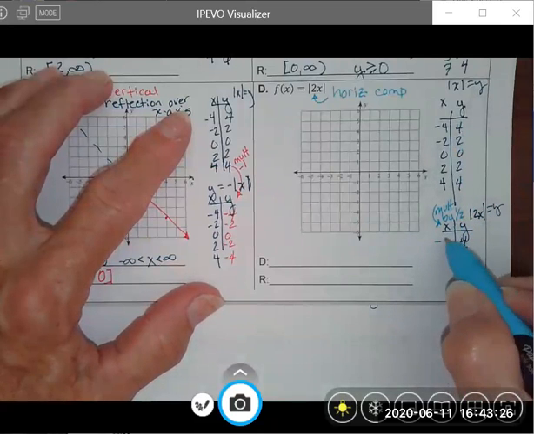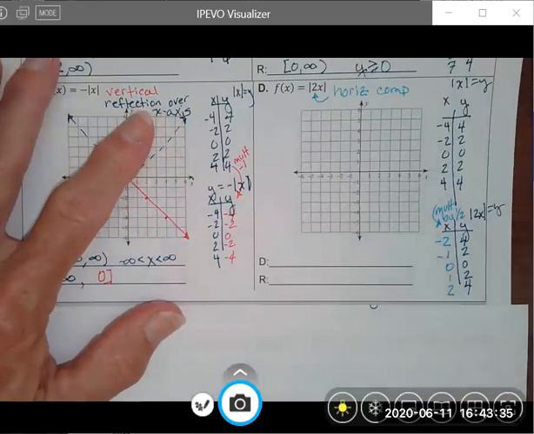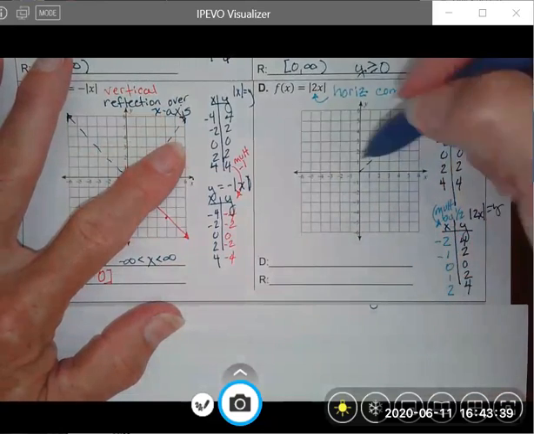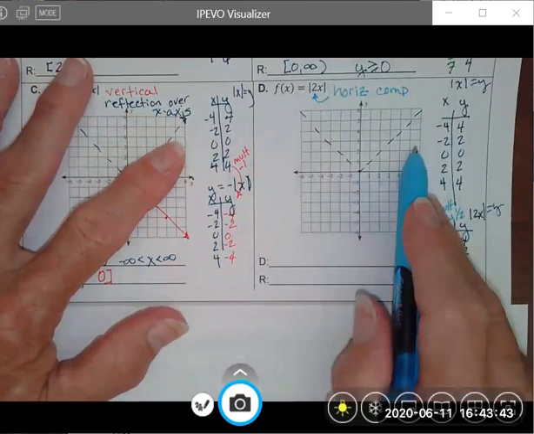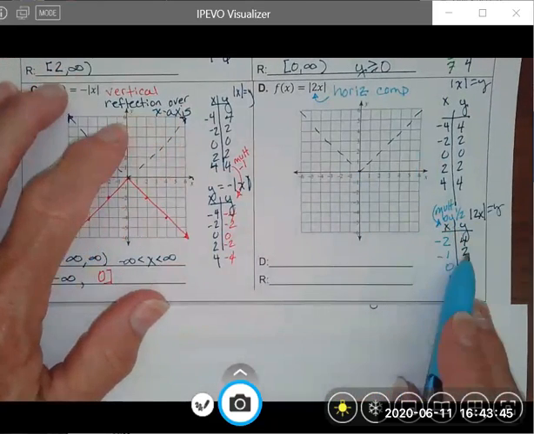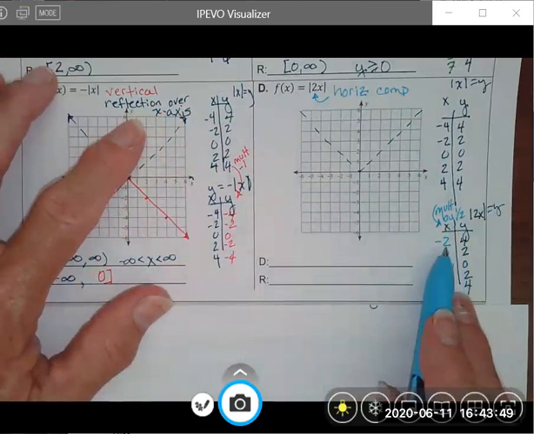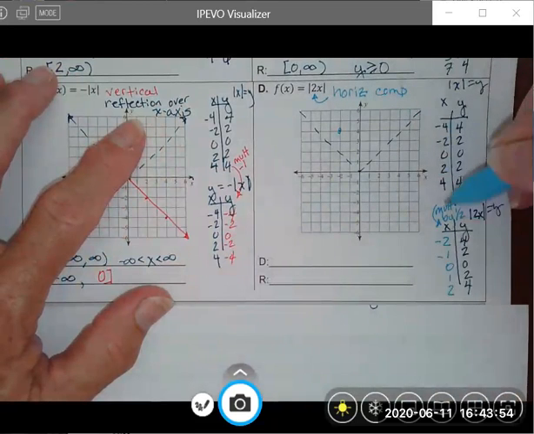Half of -4 is -2. Half of -2 is -1. Half of 0 is 0, 1, and 2. So now I have new ordered pairs that I can graph. If I were really being prepared, I would go ahead and graph my parent function. And now I can graph the ordered pairs represented by this new function, absolute value of 2x: -2 up 4, -1 up 2. My vertex is the same.